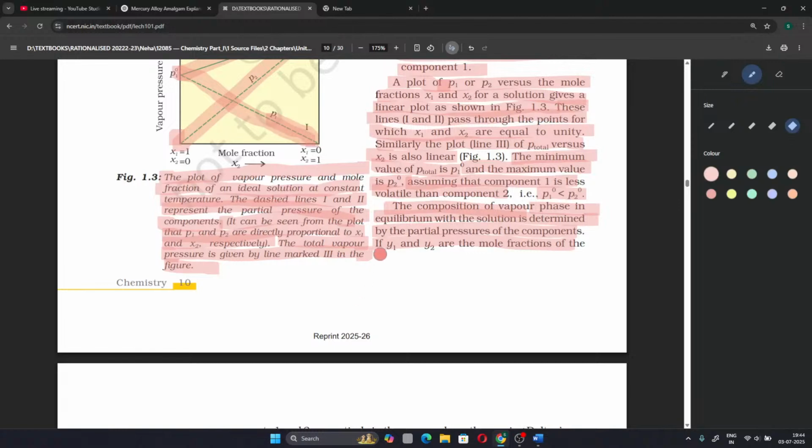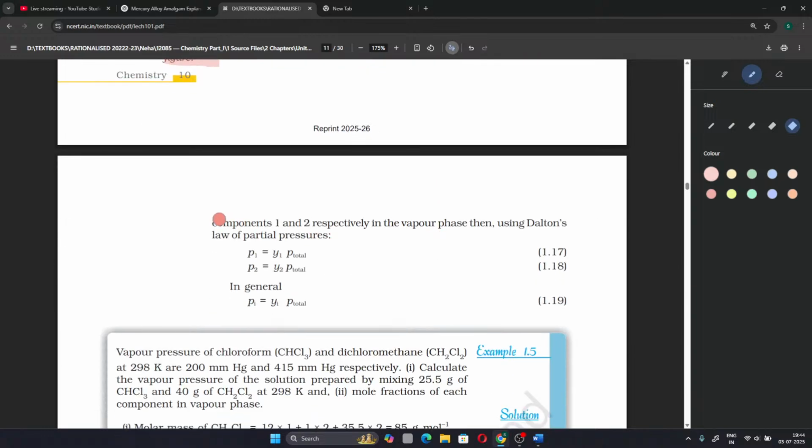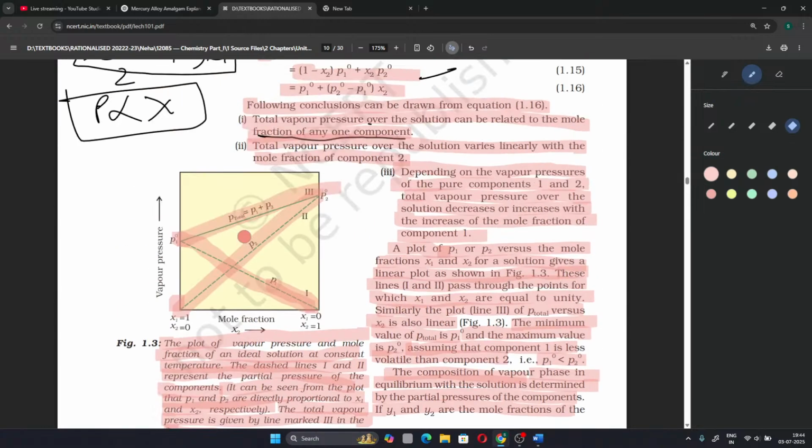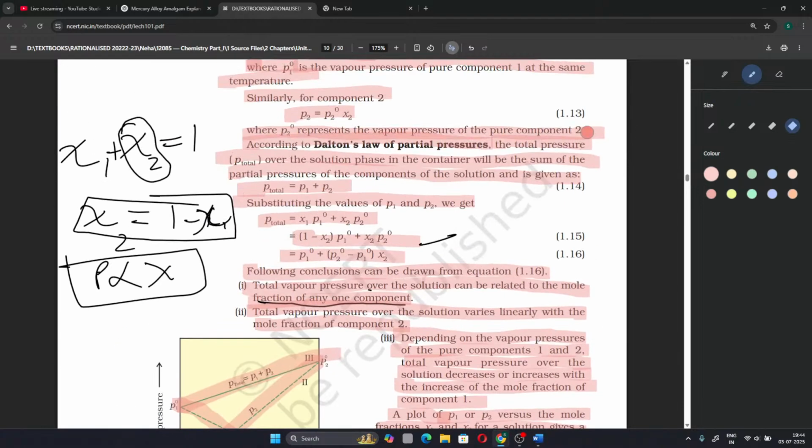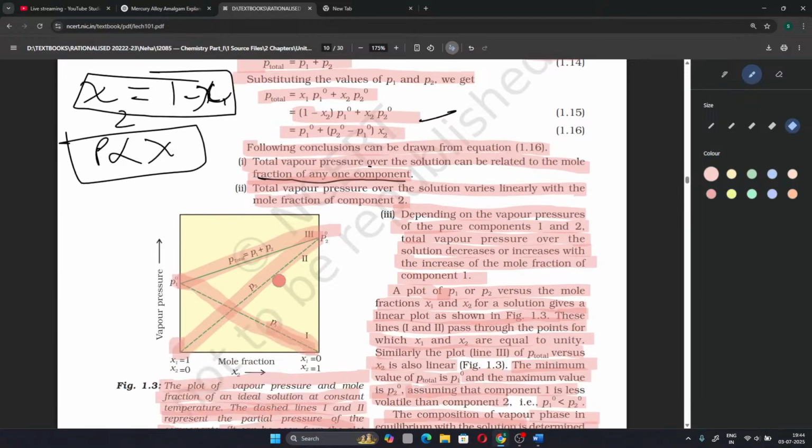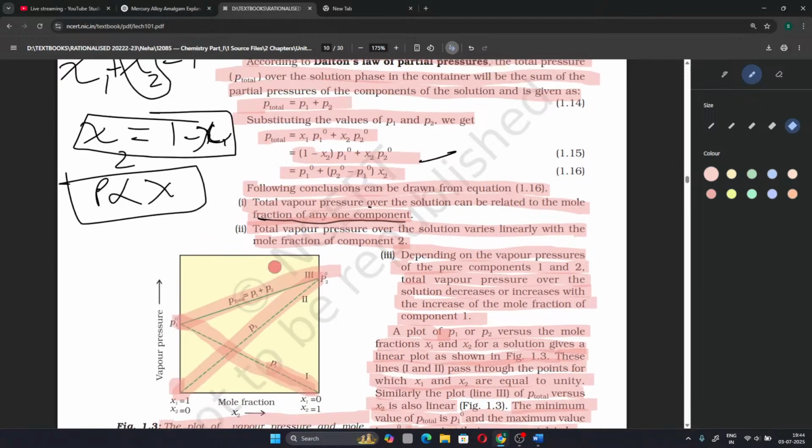Okay, fine. If y1 and y2 are the mole fractions of components 1 and 2 respectively in the vapor phase, then using Dalton's law of partial pressures, which says that the total pressure of the solution in a container will be a sum of the partial pressures of the components of the solution. Basically P total equals P1 plus P2.